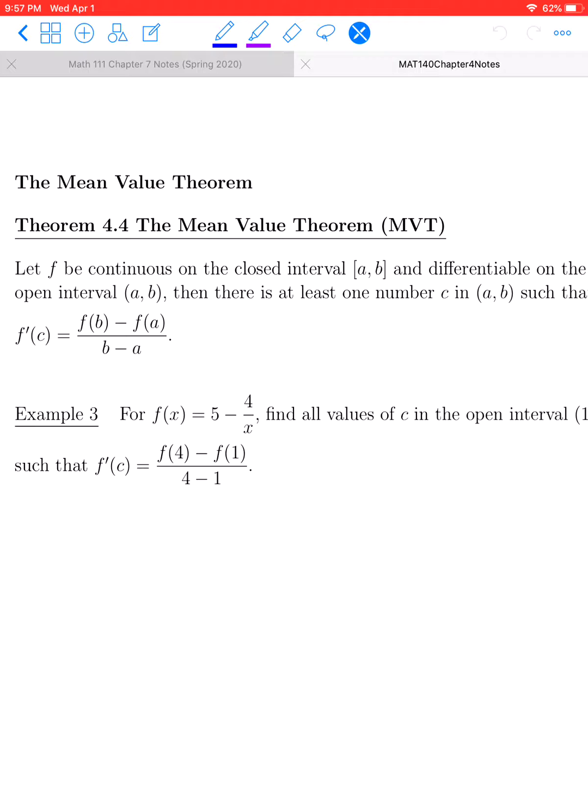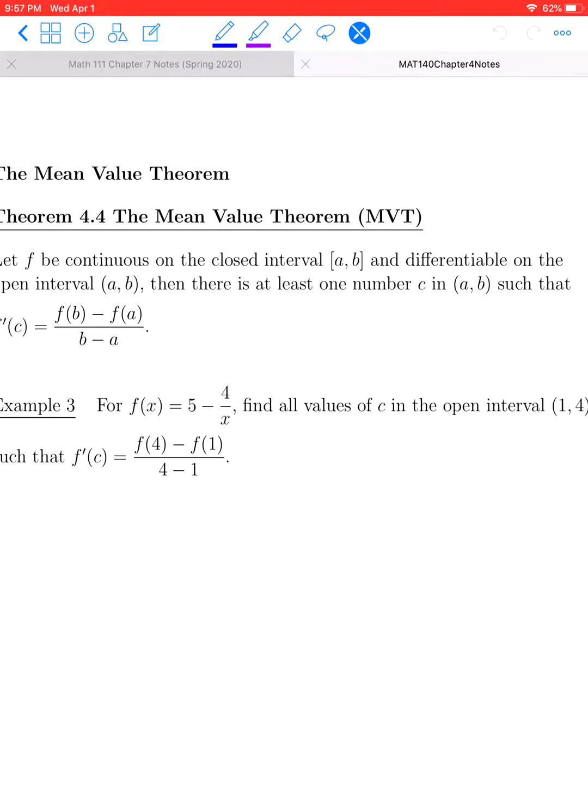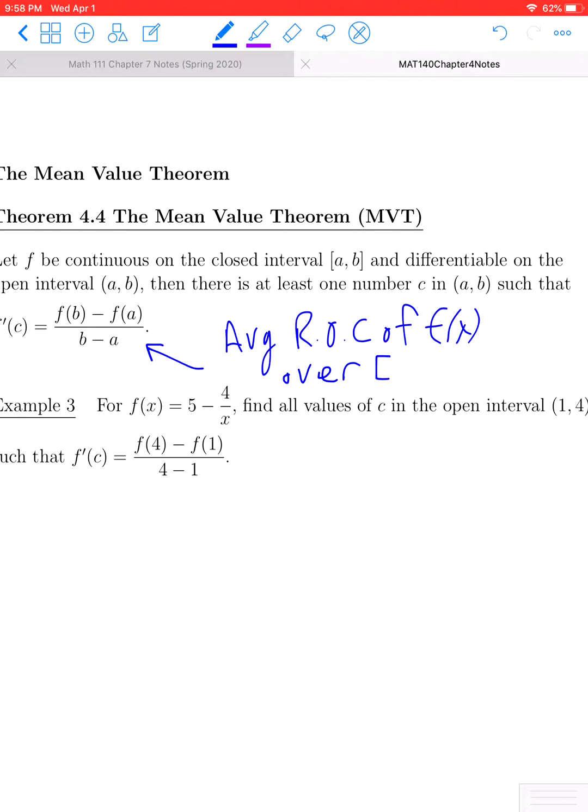In general, if it's continuous on the closed interval and differentiable on the open interval, then the mean value theorem, the MVT, says that there exists at least one number c in the interval a comma b such that f prime of c is equal to f of b minus f of a divided by b minus a. And this right-hand side of this formula might look familiar to some of you. This is the average rate of change of the function. It's the average rate of change of f of x over the interval a to b.